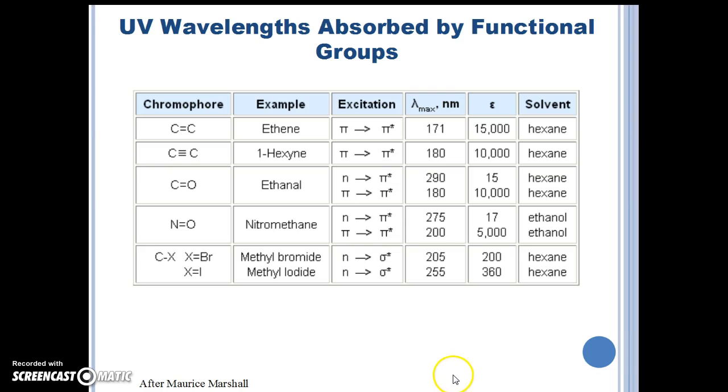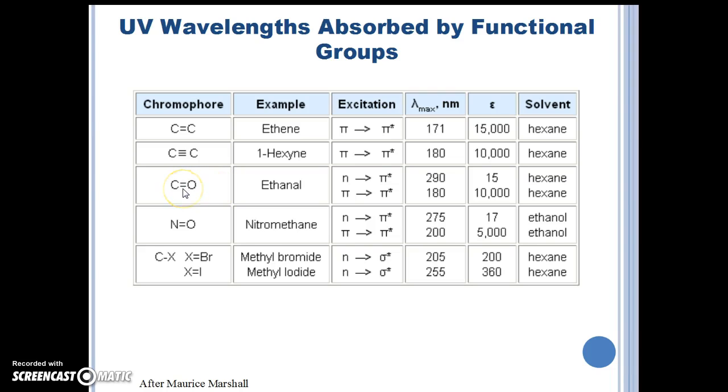Here are the UV wavelengths and the functional groups in organic molecules that they are associated with. For instance, the carbon double bond, as in ethene, you're exciting from the pi to the antibonding pi, and you're doing that at about 171 nanometers. The triple bond, which is a shorter and higher energy bond, as in hexyne, is a pi to antibonding pi excitation at 180 nanometers.